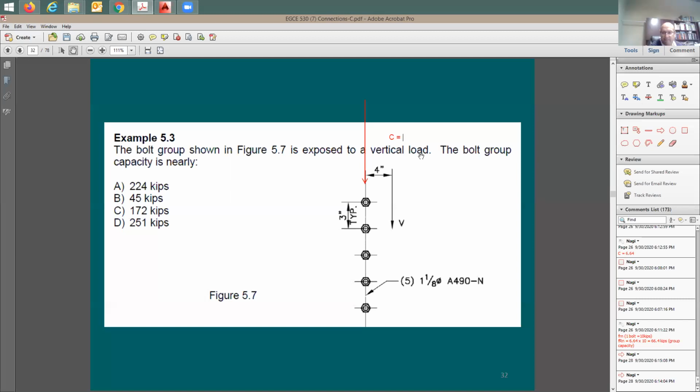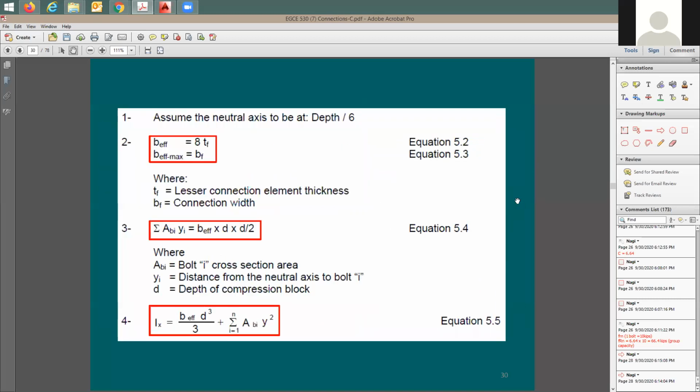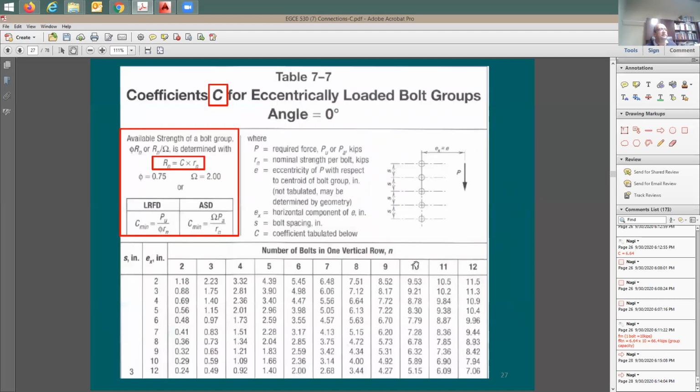I'm just guessing here, but would C just be equal to 1? 1. What does it mean? Are you saying that all of these bolts, the equivalent number of bolts here, is going to be just equal to 1? Is this what you're saying? No, because I'm just looking at Rn is equal to C times rn. Okay, you're looking here. Yeah. Good.